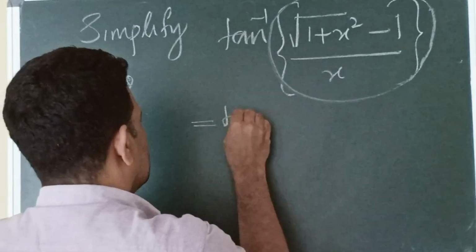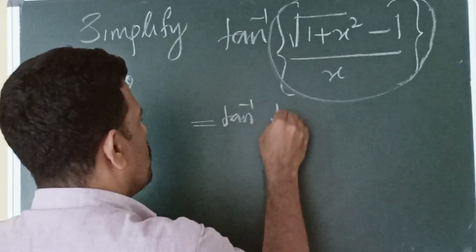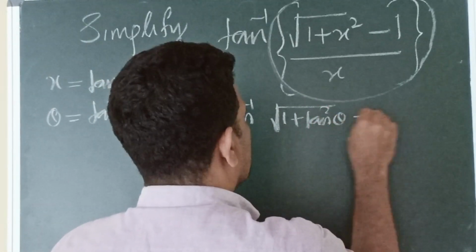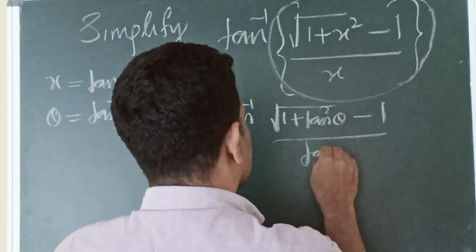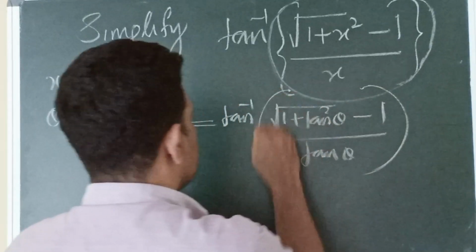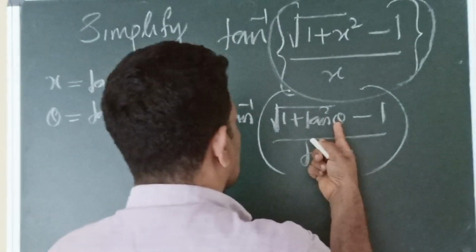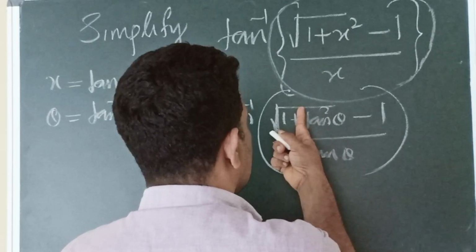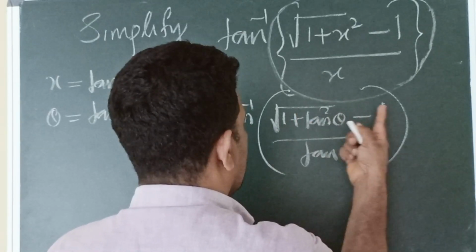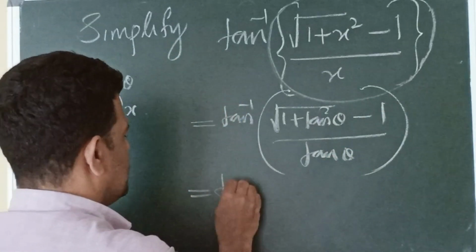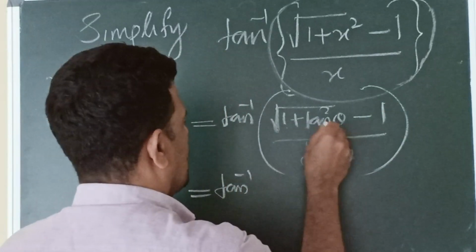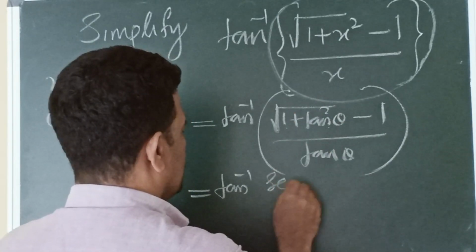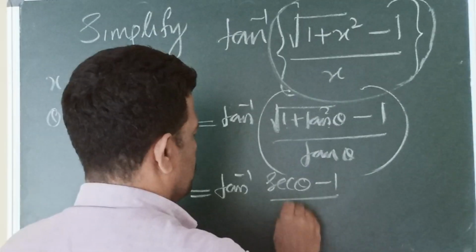That is tan inverse square root of 1 plus tan square theta minus 1 by tan theta. Now, 1 plus tan square theta is sec square theta, and if you take the square root of sec square theta, it is sec theta. Therefore, it is sec theta minus 1 by tan theta.